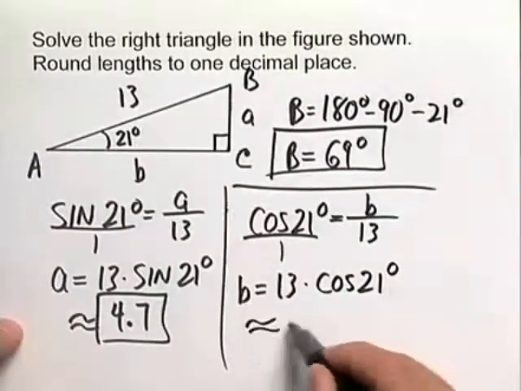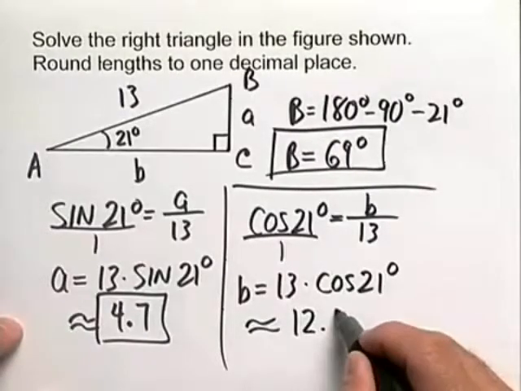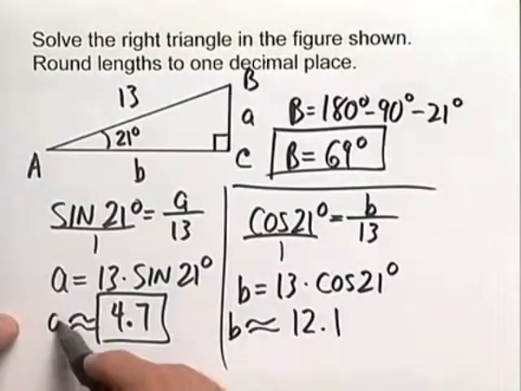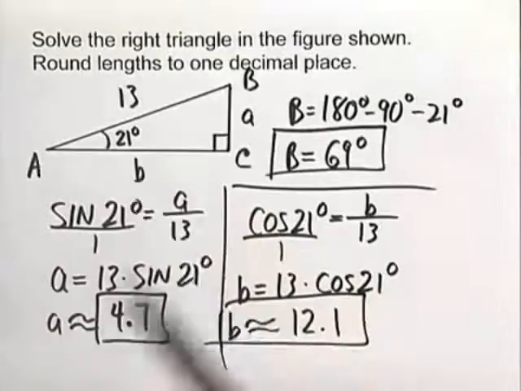Again, plugging this into your calculator, we'll get an approximate value of 12.1 units for side B, and then we have it. We've solved every bit of our triangle. We have all three sides and all three angles.